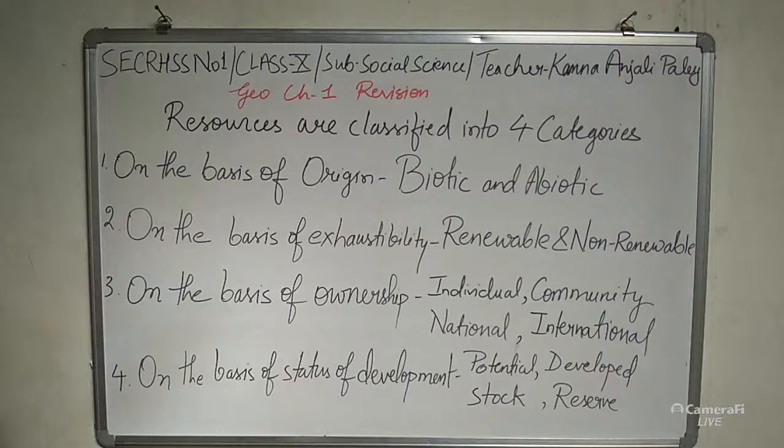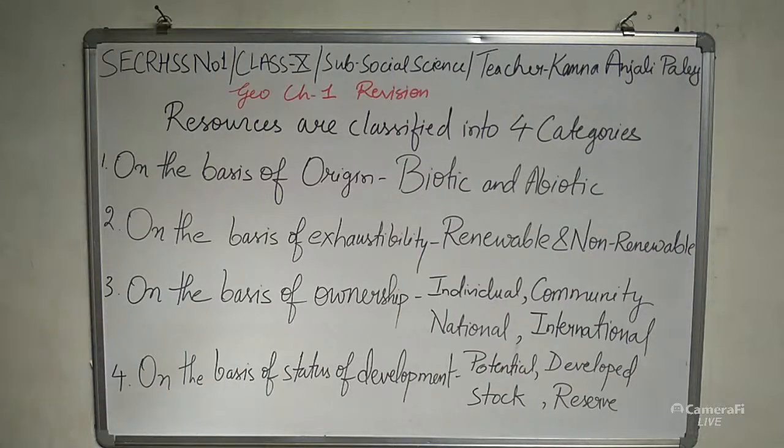Renewable means which can be renewed, reproduced, regained again and again. Its quantity is unlimited. Example: wind, solar energy, air, plants, water, animals. It is termed under the renewable resources. Non-renewable quantity is limited, which cannot be reproduced or regenerated. It took millions of years. Example: fossil fuels and minerals.